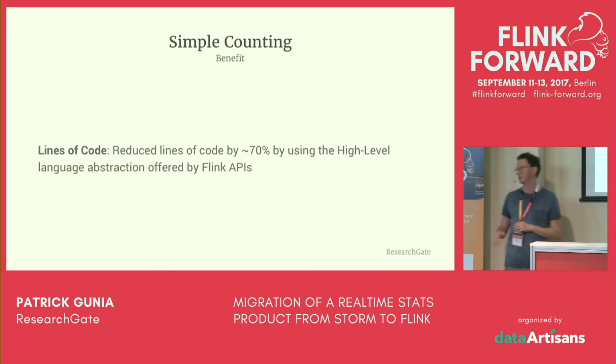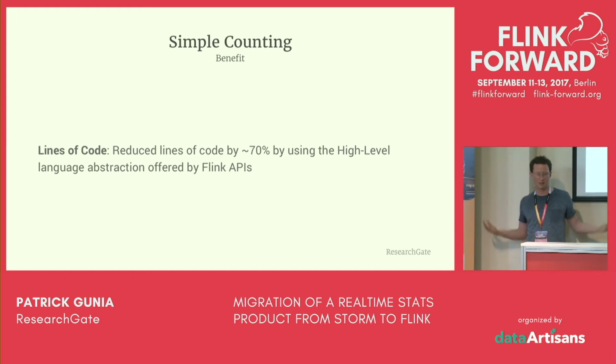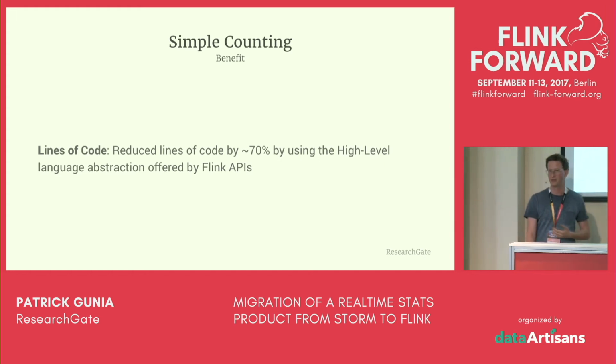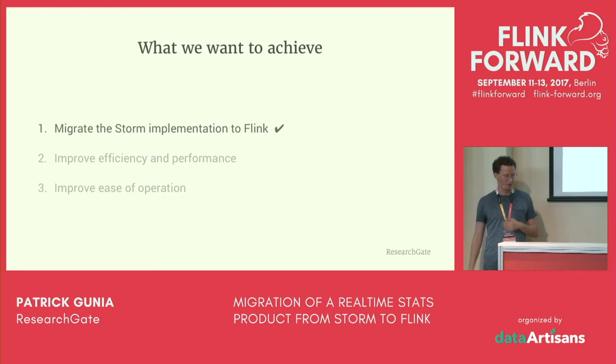code by roughly 70%. And this is simply because Flink comes with high-level APIs that make our life easier and make the implementation that much easier that the number of lines of code that we actually needed to get to the exact same behavior was significantly reduced. And fewer lines of code, fewer bugs, better maintainability. So this was already a nice result that we get by simply moving the same logic over. So let's take a look at our what-to-achieve list. We made it, we migrated Storm over to Flink.